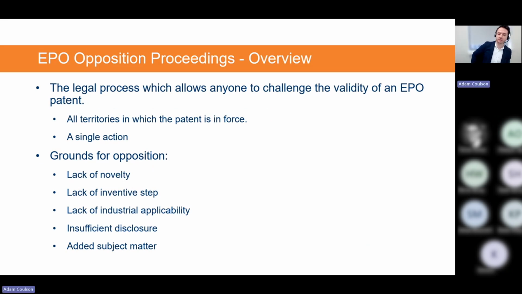So now moving on to opposition proceedings. Brief overview of EPO opposition proceedings. So opposition proceedings before the European Patent Office, or EPO, are the legal process which allows anyone to challenge the validity of a granted European patent in a single action in all of the territories in which the patent is in force. The validity of the EPO patent can be challenged on the basis of a lack of novelty, lack of inventive step, lack of industrial applicability, insufficiency, and/or added subject matter.